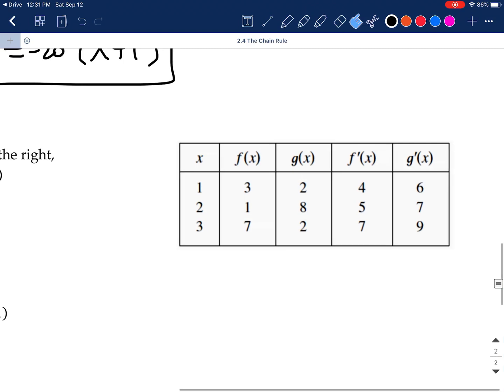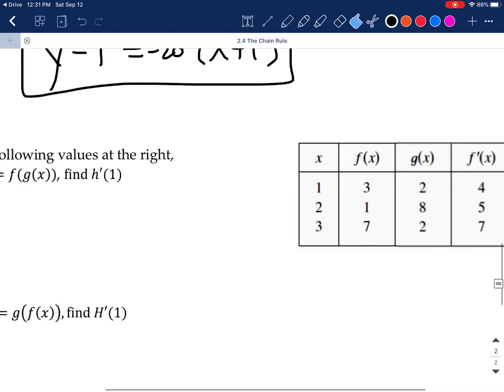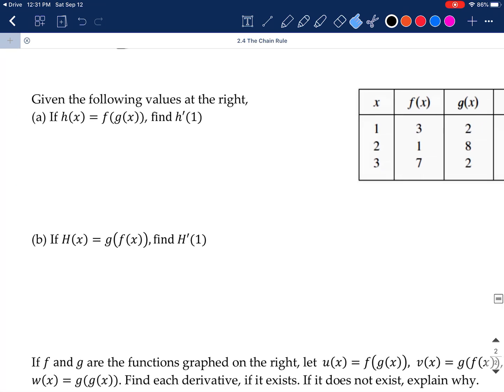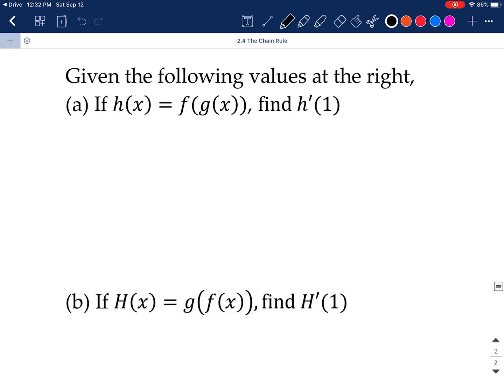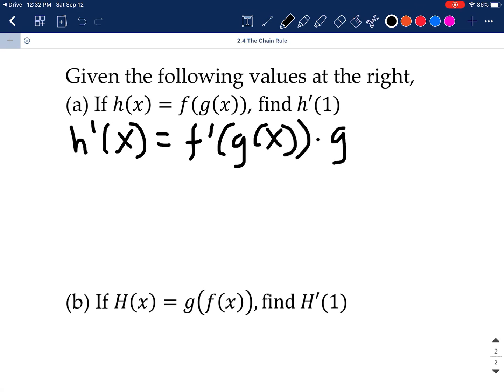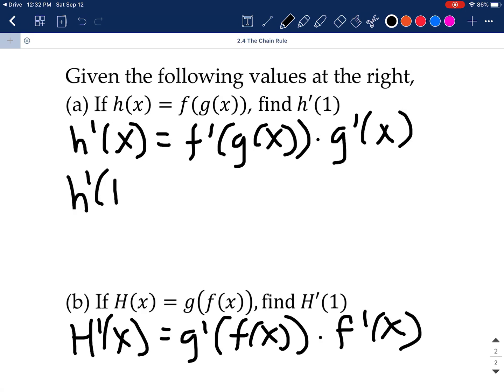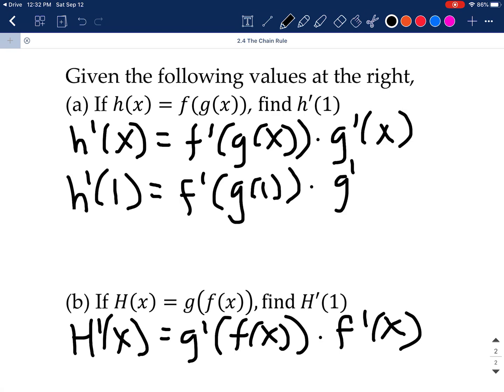All right, so now we've got a table here on the right with some function values, f prime, g prime. So we've got h of x, lowercase h of x, and then uppercase H of x are the two different compositions, and we want to find the derivative of both at 1. So let's go ahead and do that. So h prime of x will be f prime of g of x times g prime of x. For capital H, it's going to be g prime of f times f prime. So then we just need to plug in all of those different values at 1.